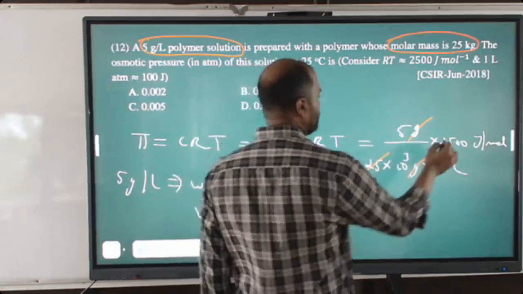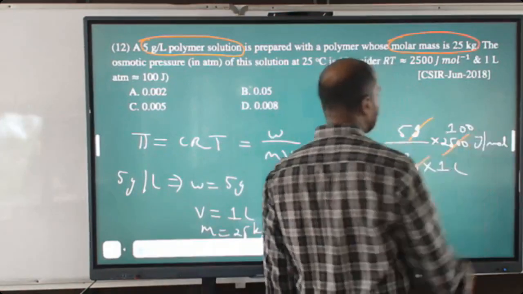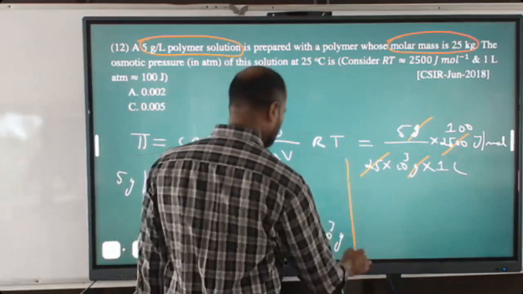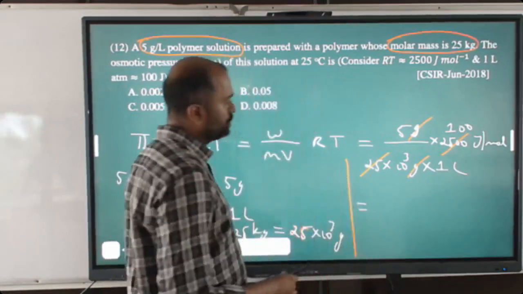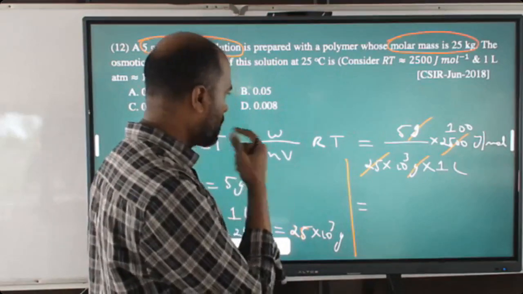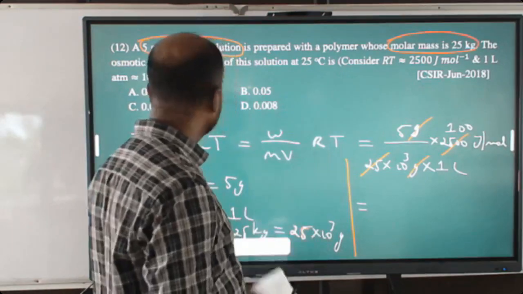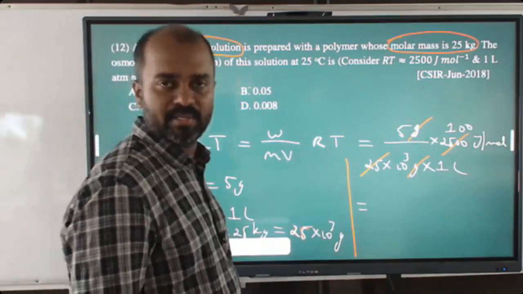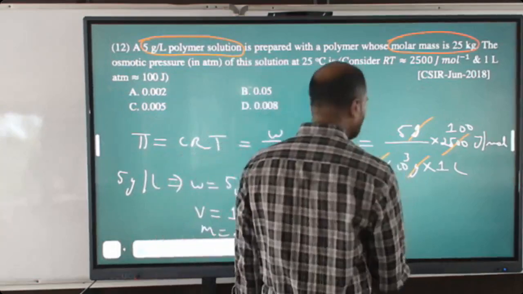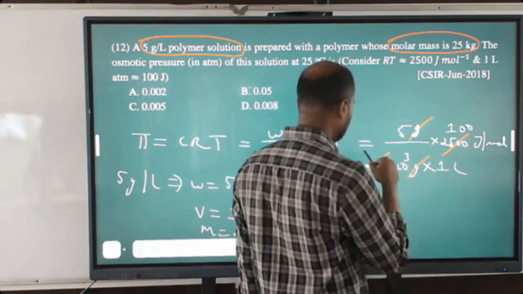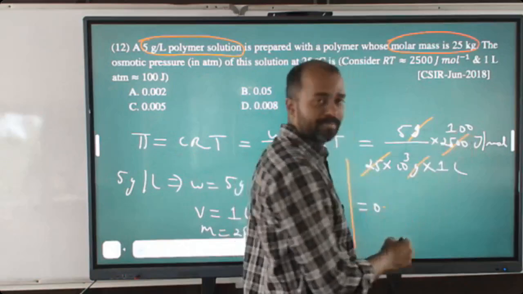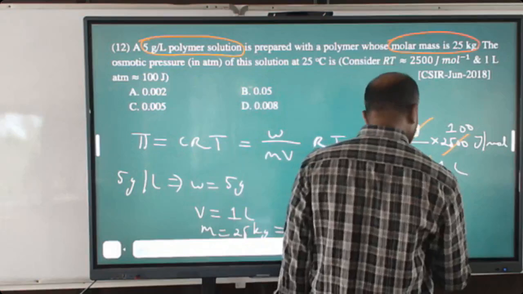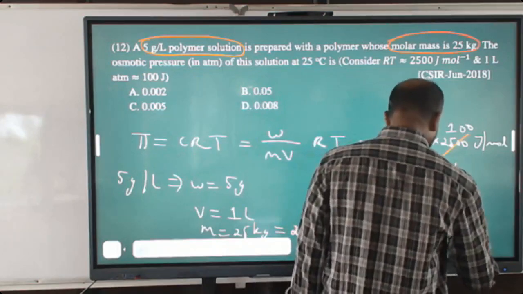So 25, 2500 get cancelled to give 100. 500 divided by 10 to the power of 3 is 0.5 joule per liter per mole.